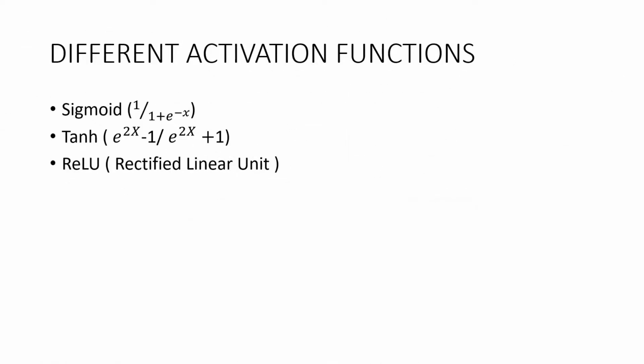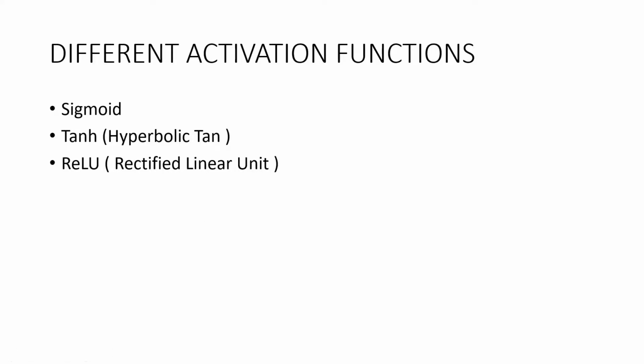So different activation functions are sigmoid, tanh, ReLU. The mathematical formula for sigmoid is 1 by 1 plus e raised to minus x. Tanh is known as hyperbolic tan. It is e raised to 2x minus 1, the whole divided by e raised to 2x plus 1. ReLU is rectified linear unit. So these are the different activation functions.